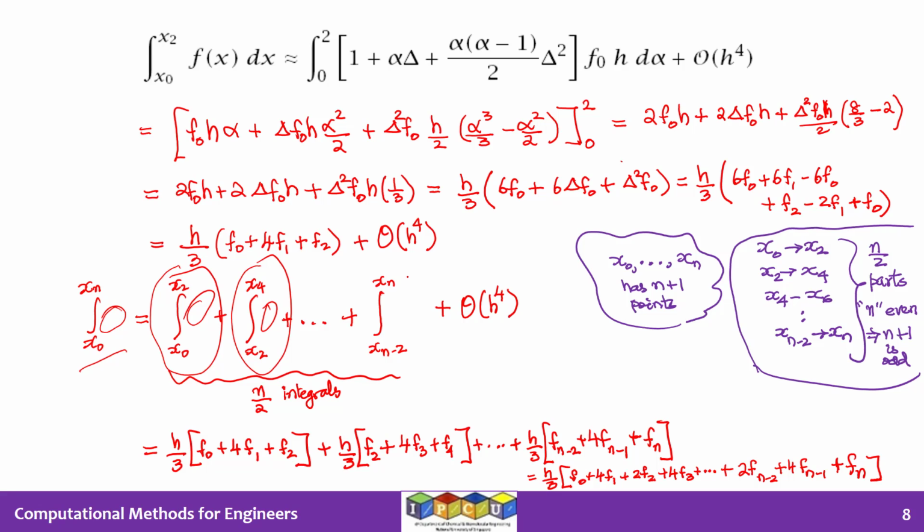So we have n by 2 integrals. This is the data set which goes from x0 to xn. And the integral segments, as I've indicated in a different way here, are from x0 to x2, x2 to x4, x4 to x6, and xn minus 2 to xn. So there are n by 2 parts. And if you want to have n by 2 parts, then n should be even.